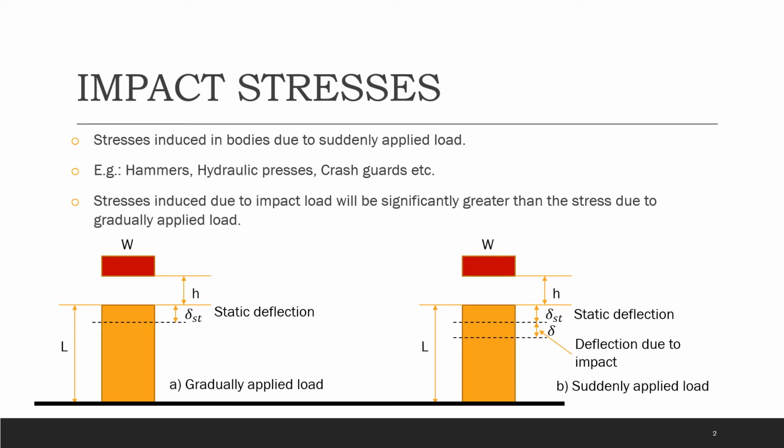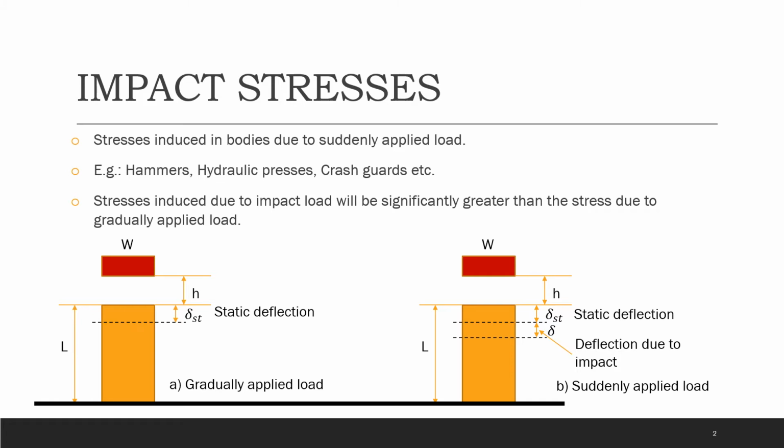Okay, so this slide you would have seen in my explanation of what is meant by impact stresses. I had shown this, right? By impact stresses, we mean stresses that are induced due to suddenly applied load or instantaneous loads. Examples: hammers, hydraulic presses, crash guards, and so on.